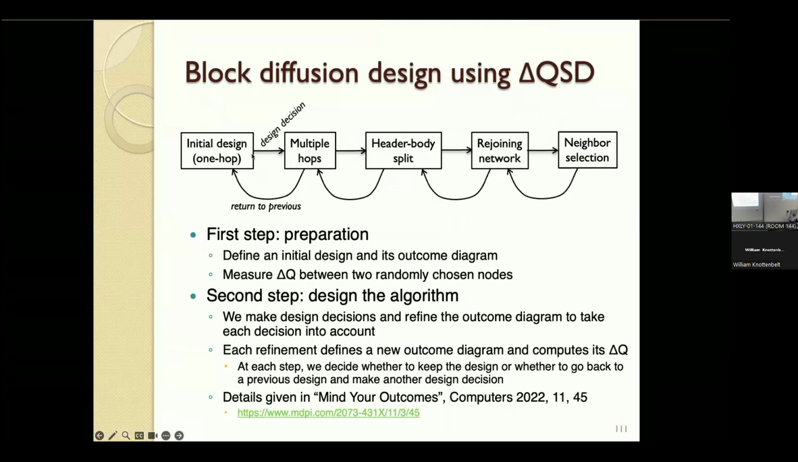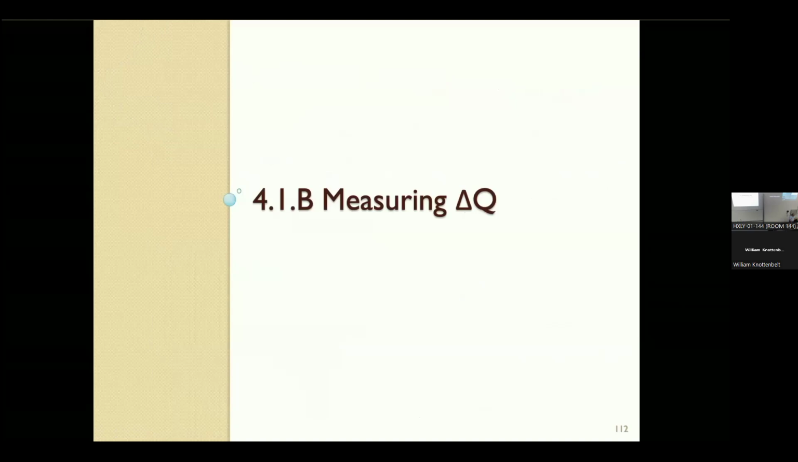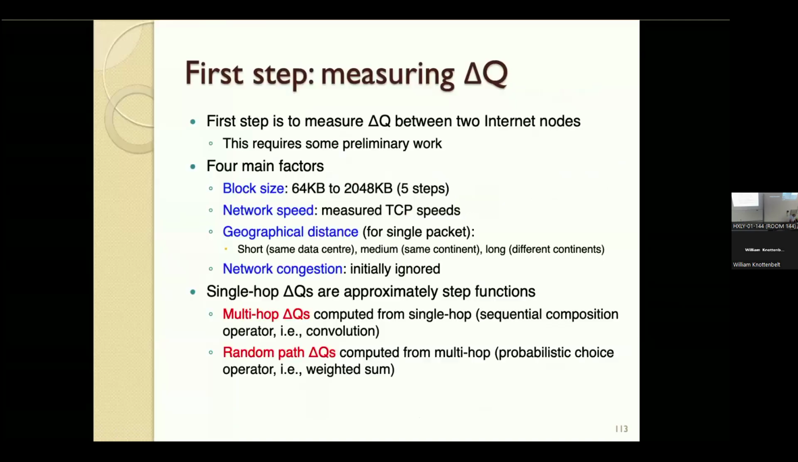Each time you design something, there's a decision. If something is not acceptable, you return to the previous one and make another decision. So you're moving back and forth along this chain, looking at different outcome diagrams and computing delta Qs all along the way. That's how it works. The first step is you have to know the raw material, the delta Qs, before you get to this part. This is going to be a very performance-measuring part of the talk.